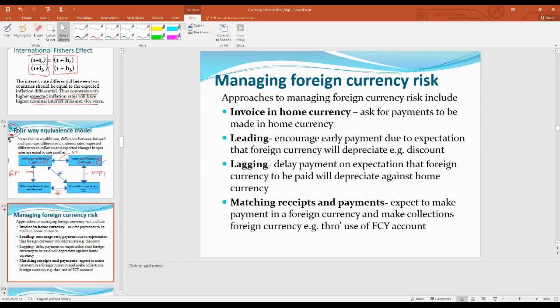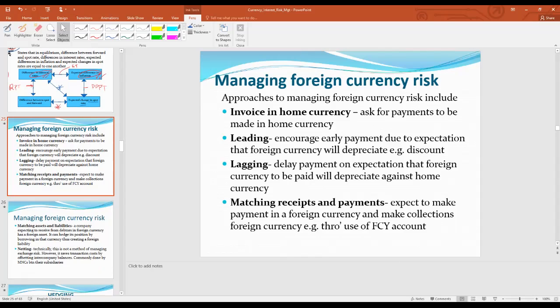Don't forget, the risk comes in case you have more receipts in dollars than payments, and vice versa. But if you have positive dollars in terms of receipts and negative dollars in terms of payments, they match and you end up with zero exposure towards the foreign currency risk. If you can do that, for sure, that will make the work a bit easier.